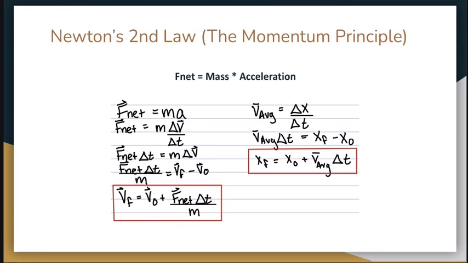Rearranging this, we find that our final velocity is equal to our initial velocity plus F net times delta T over M. And on the right, we have that our average velocity is equal to the change in x over the change in time, which we rearrange to find that our final position in x is equal to our initial position plus our average velocity times the change in time.